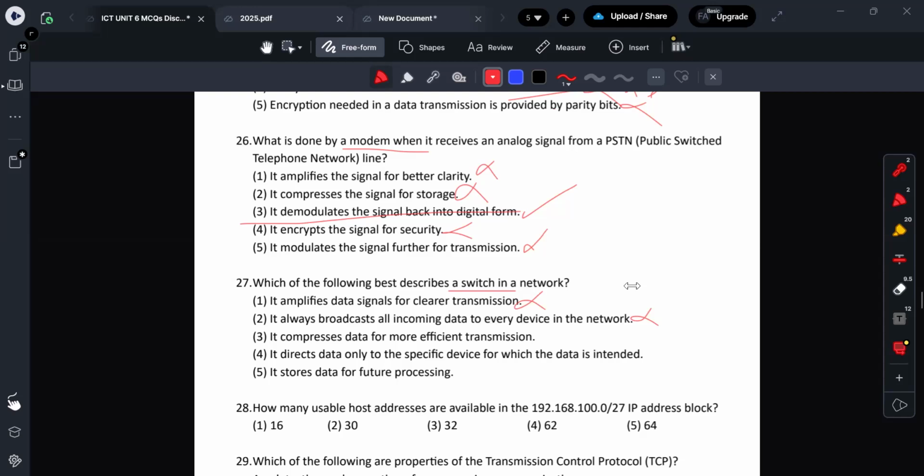And it directs data only to a specific device for which the data is intended. That is what I thought earlier, right? Only to the specific device. That is what a switch does, right? So it learns the MAC addresses of all the connected devices, and when it receives data, it reads the destination address, and then only it forwards the packet to the specific device. Clear, no?